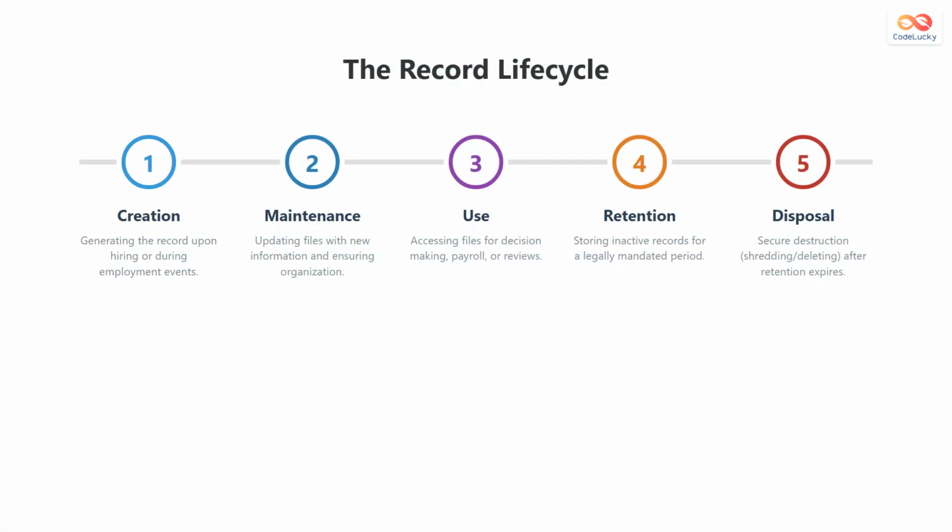Every record goes through a life cycle. It begins with creation when a document is generated. Then comes maintenance, where files are updated. The third stage is use, where data is accessed for decision-making. Fourth is retention, keeping the file for a required time period. Finally, we have disposal, where the record is securely destroyed once it is no longer needed.